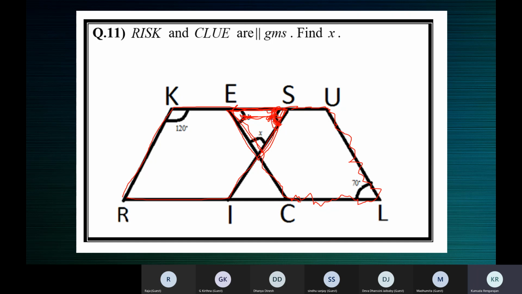So I'm saying, what is the measure of this angle? And what is the measure of this angle? Find anything first. If I mark this as B and this one as A, what's the measure of this angle? Ma'am, A is 70, ma'am. 70 degrees, ma'am, because 70 is alternate to A, ma'am.